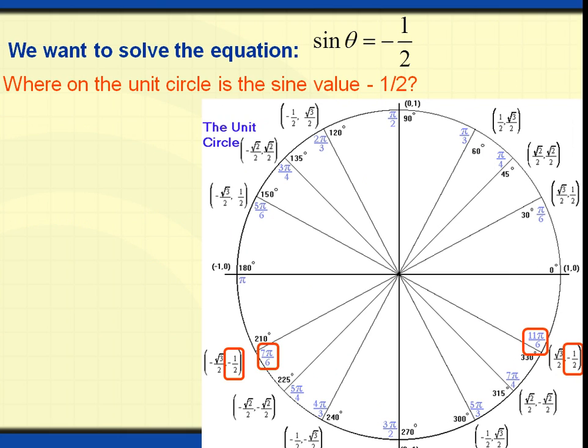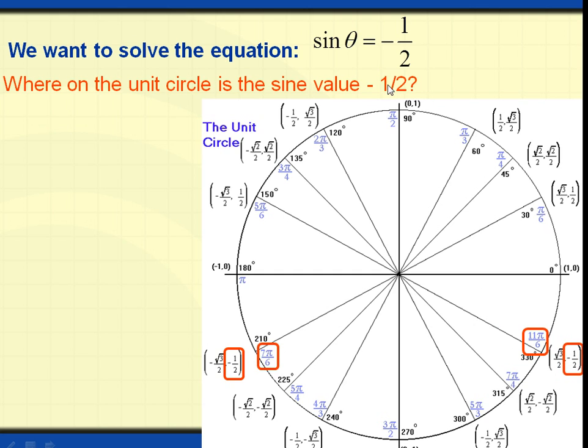And the reason for that is because you have the negative. So in other words, the half is represented in all four quadrants. So sine of half is going to happen at pi over 6, 5 pi over 6, 7 pi over 6, and 11 pi over 6. But only at two of these angles will you have a negative value.